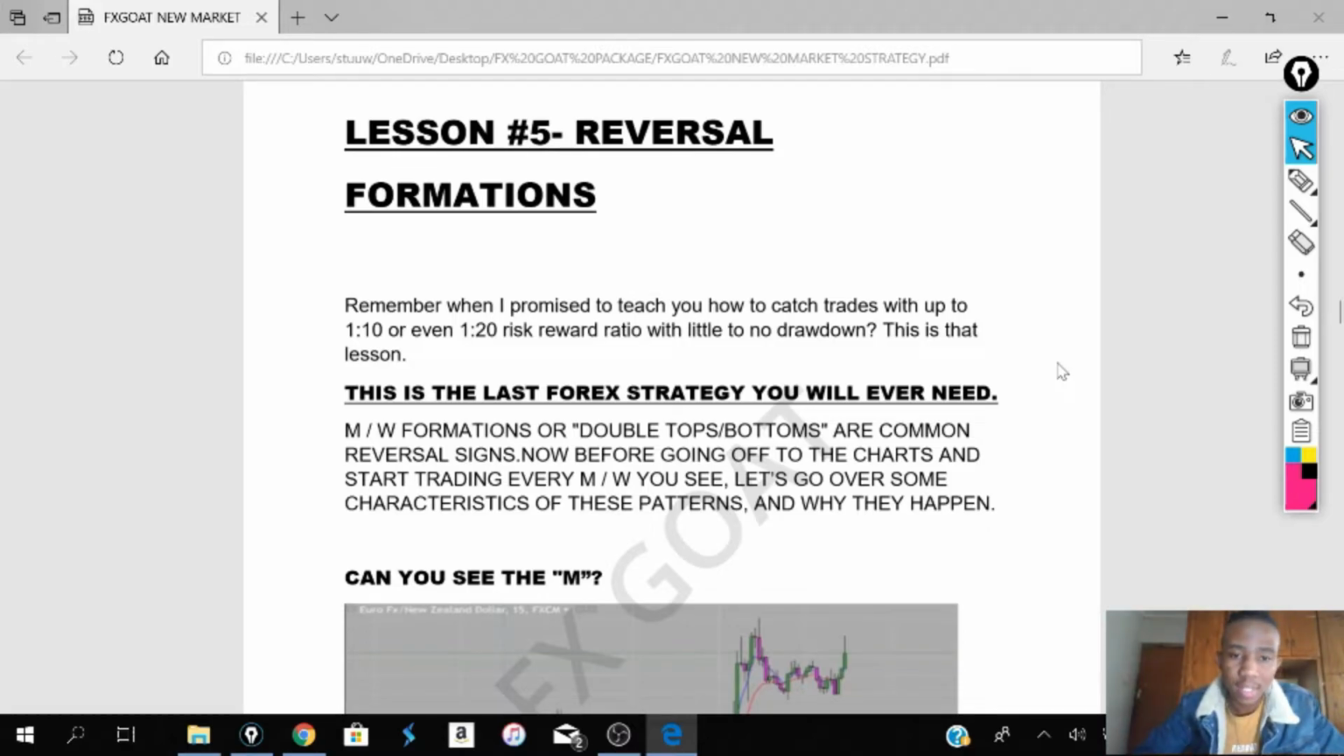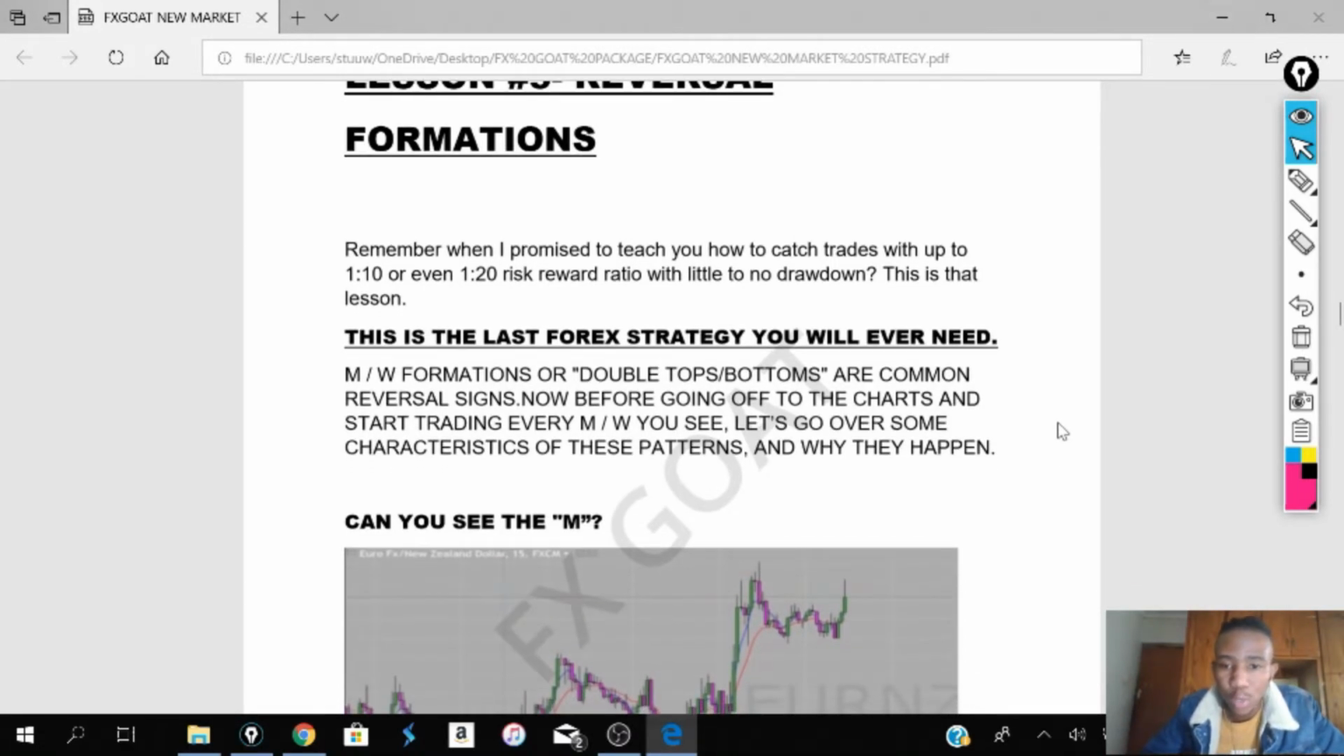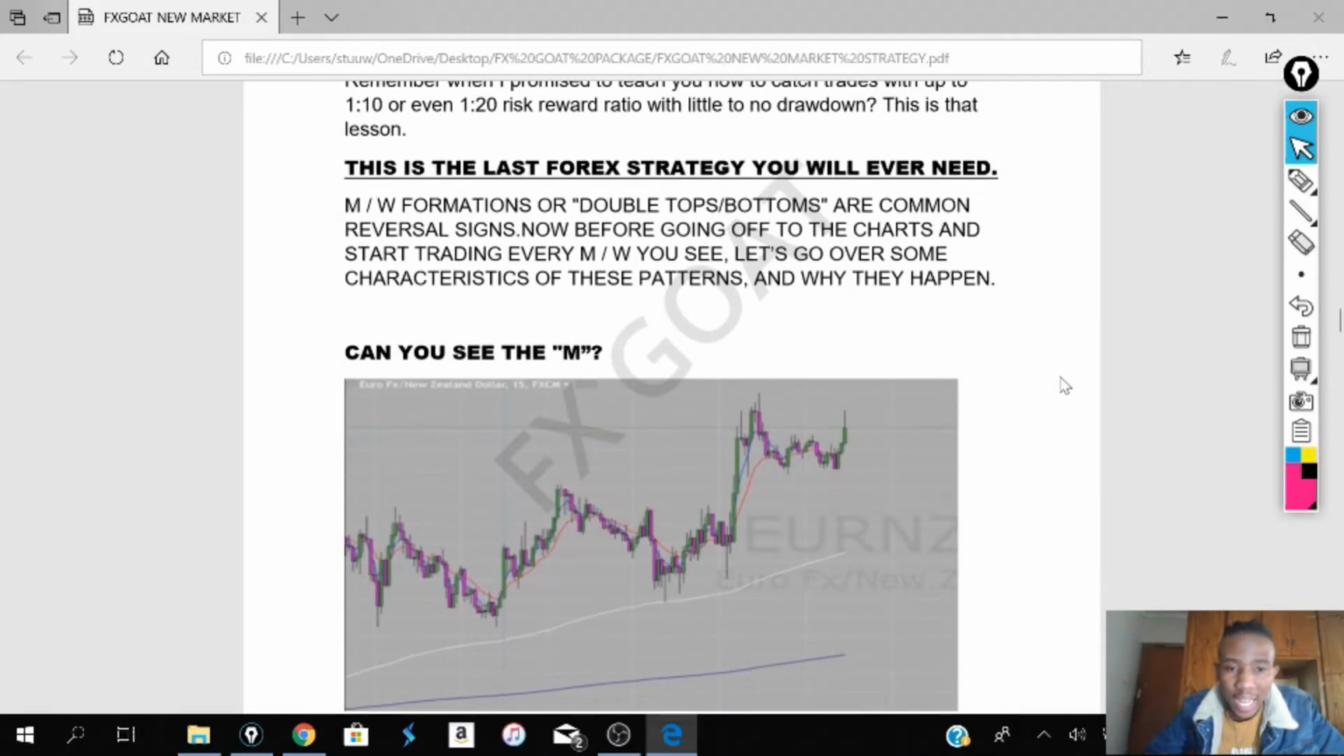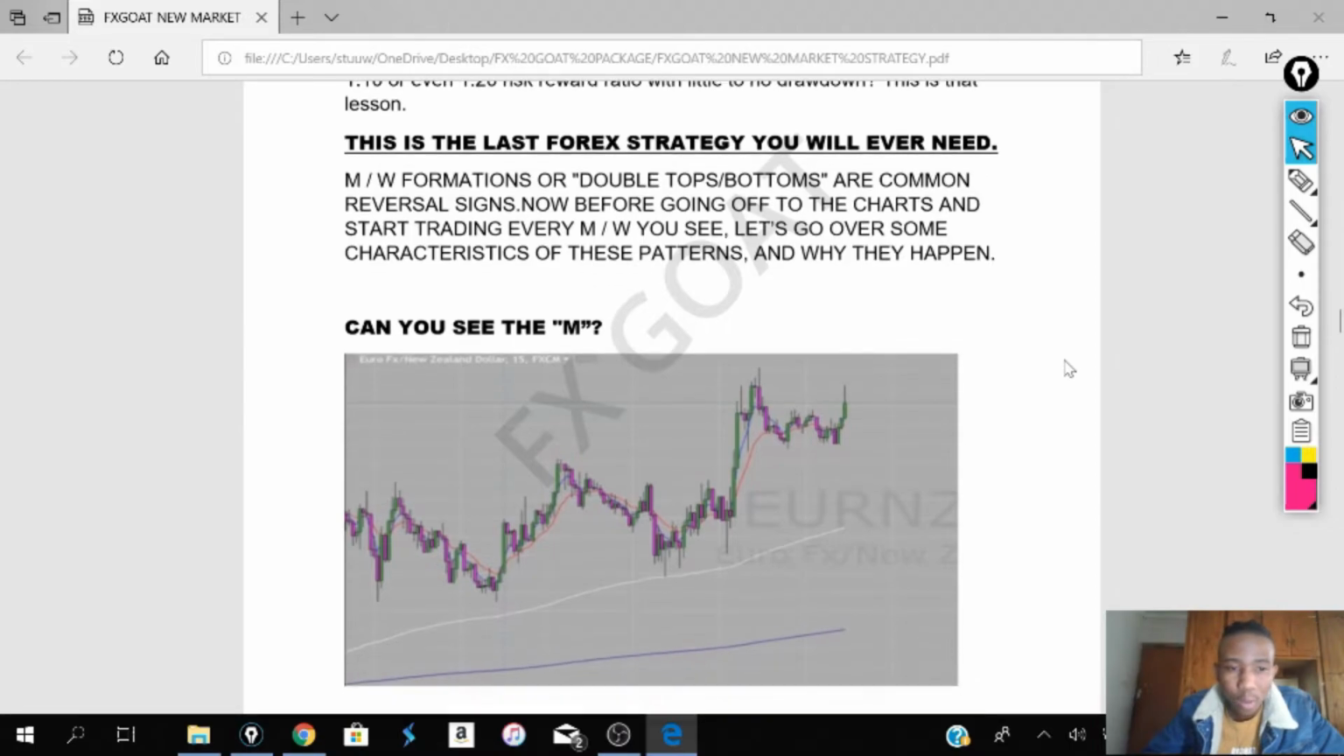Okay, guys, this is lesson 5, the reversal formations. Remember when I promised to teach you how to catch trades with up to 1:10 or even 1:20 risk reward ratio with little to no drawdown? This is that lesson. This is the last forex strategy you will ever need. Why? Double tops and bottoms are common reversal signs. Now, before going off to the charts and starting to trade every M and W, let's go over some characteristics of these patterns and why they happen.